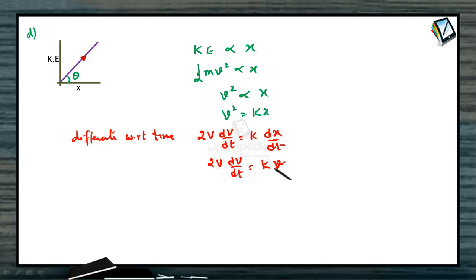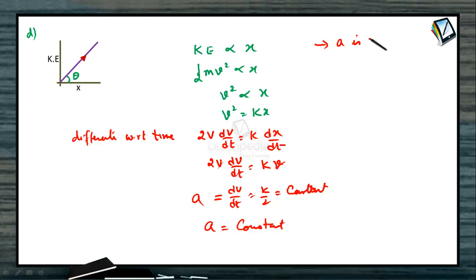So we can cancel v, and 2 we can take to the other side. dv by dt is equal to K by 2. That is constant. What is dv by dt called? dv by dt is acceleration. So acceleration is constant. So one conclusion we get, acceleration is constant, and it's increasing velocity, so it should be positive acceleration. So velocity increases linearly, correct?